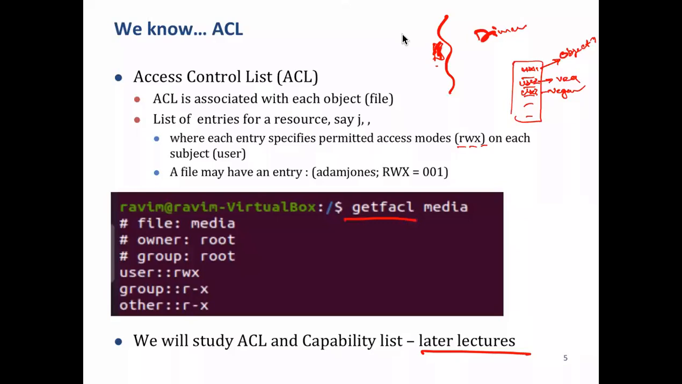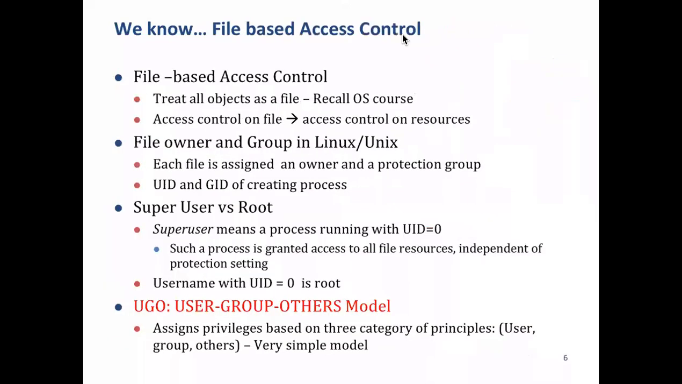So you can find out what the access control list for a file is. For example, on my VM or Linux terminal, there is a media file, and when I use the command getfacl, I will come to know which users are allowed to use it. Of course, in my machine I am the only user, so it will show that. The owner is root and the group is also root. Obviously, that's allowed. All right. So we'll study this in later lectures.